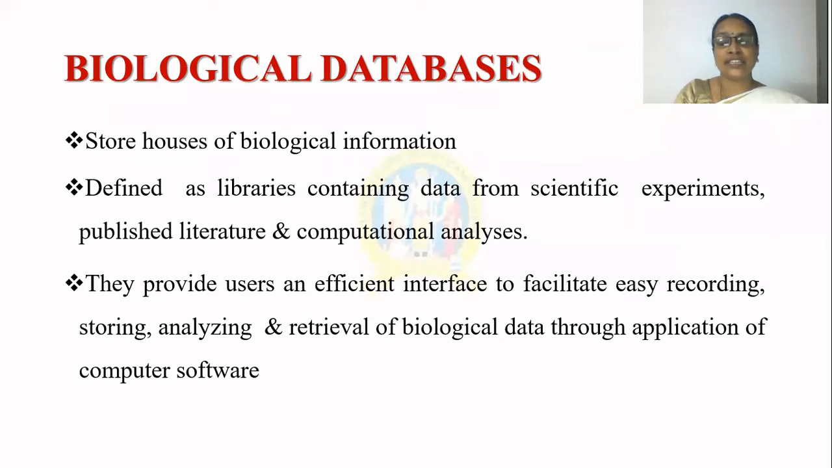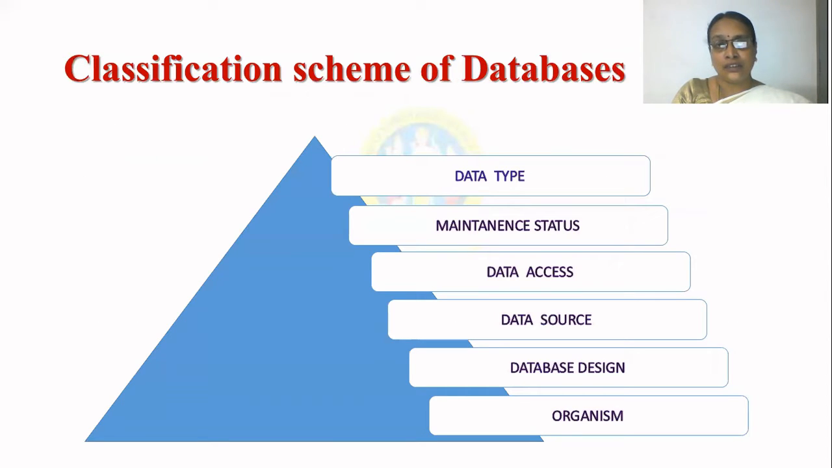So what are biological databases? These biological databases are storehouses of biological information. They are defined as libraries containing data from scientific experiments, published literature, and computational analysis. They provide users an efficient interface to facilitate easy recording, storing, analyzing, and retrieval of biological data through application of computer software. Now, we are going to see about the classification scheme of biological databases.